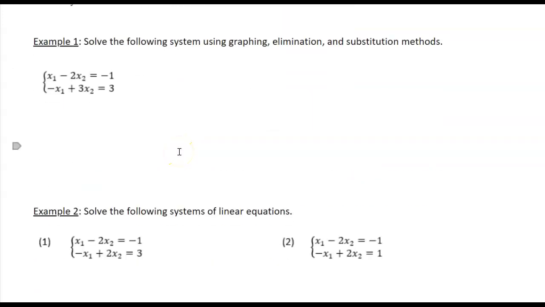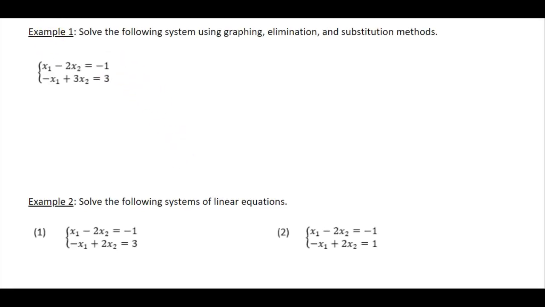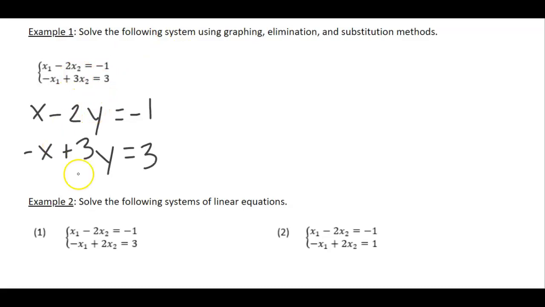All right, so let's go ahead and do a linear system here in terms of what we would have done maybe in college algebra. And so I want to do this by graphing, elimination, and substitution. Well, if I'm going to use graphing, then I'm going to change this to be x minus 2y equals -1 and -x plus 3y equals 3. Now, when I switch over to Desmos, I don't need to solve these for y. If you had a TI graphing calculator, you would need to solve these for y. But in my Desmos screen, I don't need to do that. I'm just going to plug these in as they are, and let me show you what that looks like.